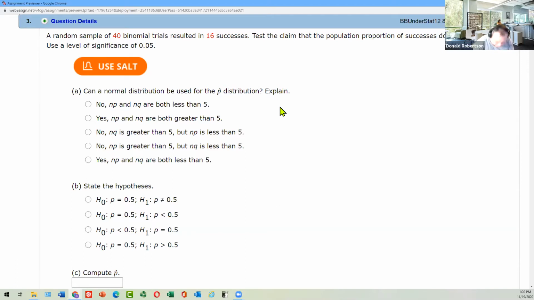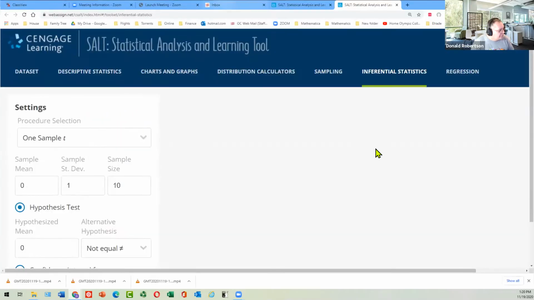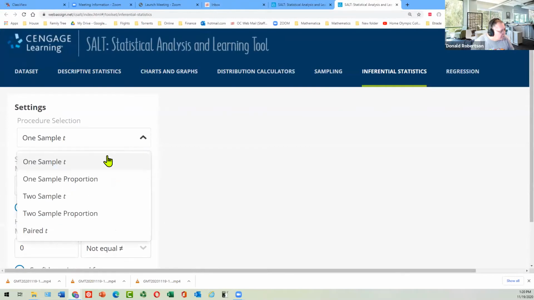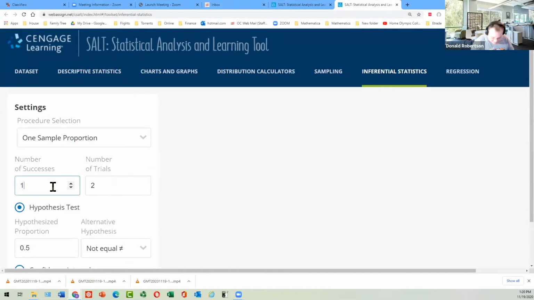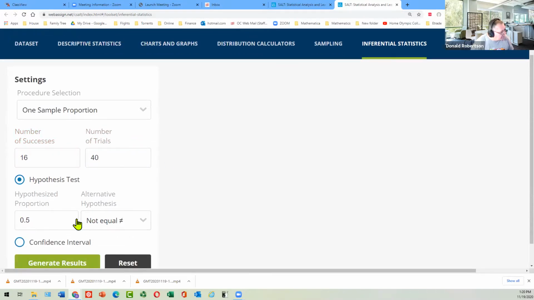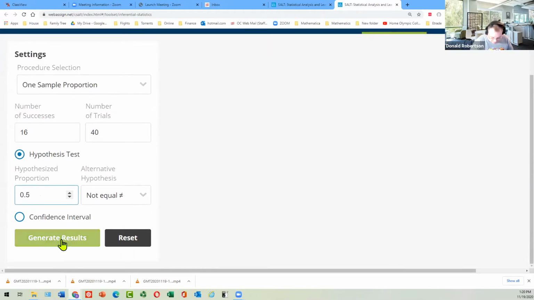I get 16 out of 40, and I want to test that it's not equal to 0.5, and the significance level is going to be 0.05. Okay, should be good for that. Click on salt. You got this. One sample. In this case, it was 16 out of 40. We're checking that it's not equal to 0.5, and we're good to go.